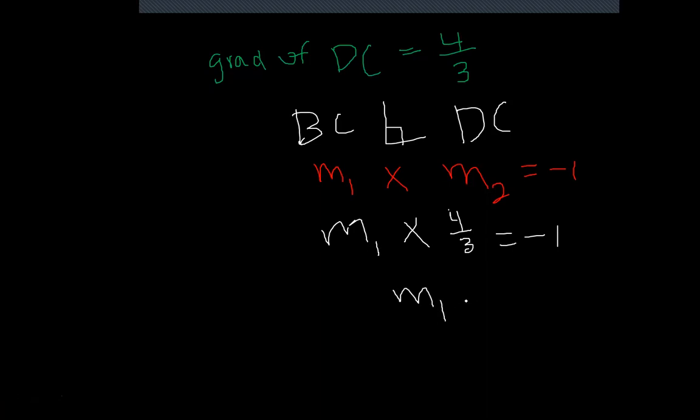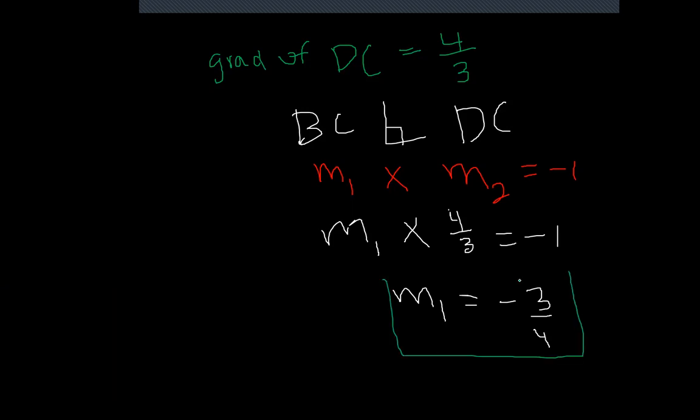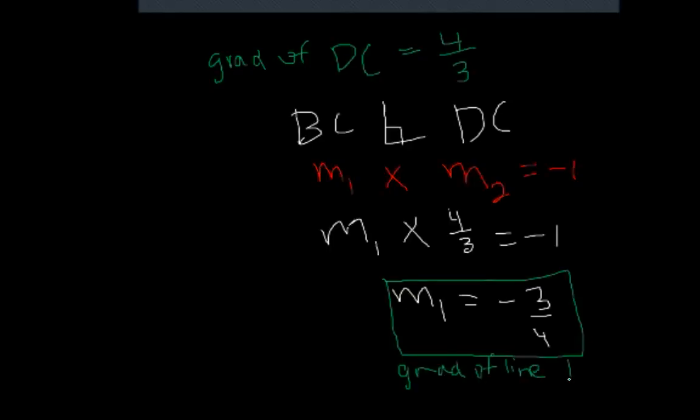Can anybody tell me what they got for the gradient M1? -3/4. -3 on 4. And that's my gradient for the line BC. We good with that so far, right? Yes, miss. That's my gradient of the line BC.